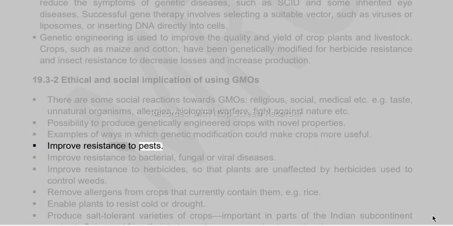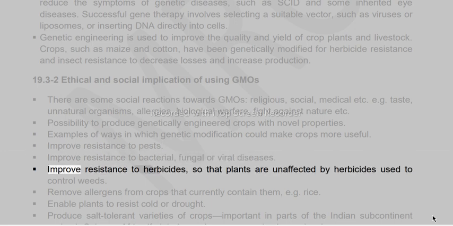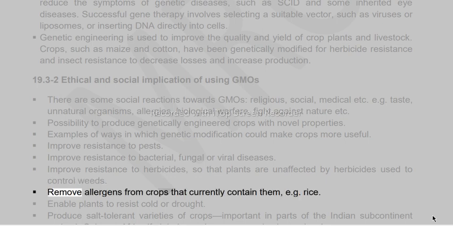Improve resistance to pests. Improve resistance to bacterial, fungal or viral diseases. Improve resistance to herbicides, so that plants are unaffected by herbicides used to control weeds. Remove allergens from crops that currently contain them, e.g. rice. Enable plants to resist cold or drought.